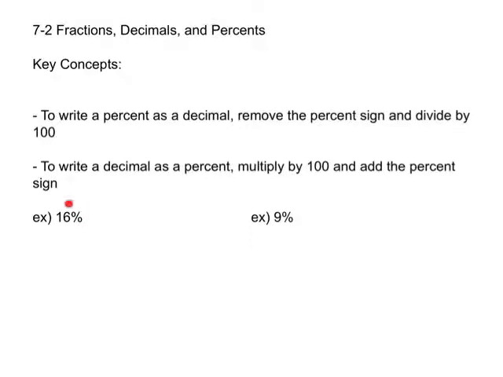So I have 16% and I want to write that as a decimal. Looking at this first one, to write a percent as a decimal, the first thing I want to do is remove my percent sign, so I'm just left with 16. Then I'm going to divide by 100. Remember that when I divide by 100, all I'm doing is moving my decimal point to the left 2 places. So I'm going to take my decimal point that's right behind 16 and move 1, 2, and my new decimal point goes there.